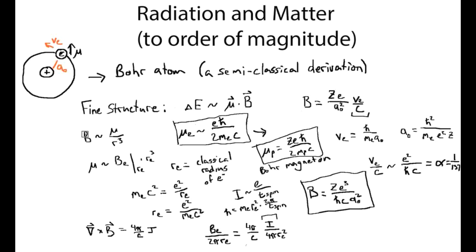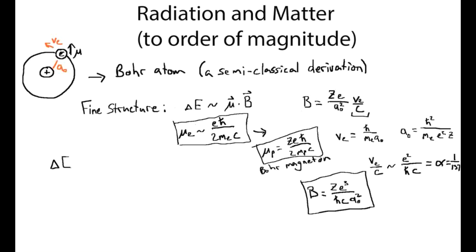All right, so I'll clean up a little here. So we get back to delta E, the energy of fine structure transitions, is going to be about the magnetic moment of the electron times the magnetic field. We just plug in here, we have e h bar over 2 times the mass of the electron times c, and that's multiplied by the charge of the nucleus interacting with the Lorentz transformation, we get an e cubed over h bar times c times the Bohr radius squared.